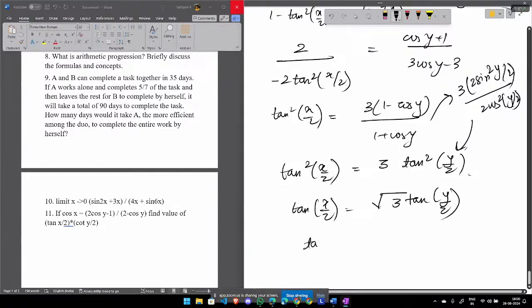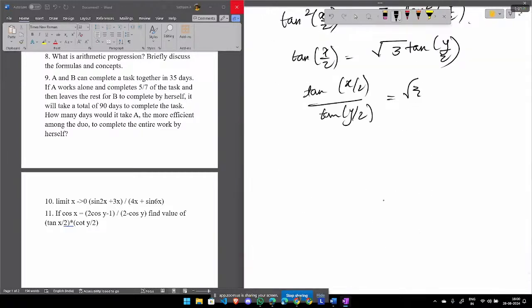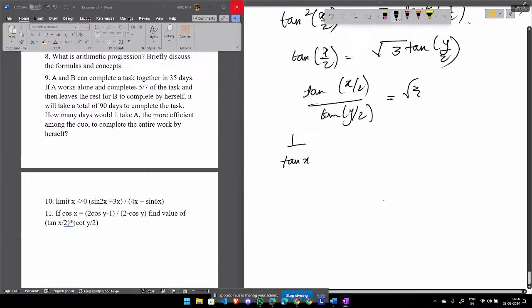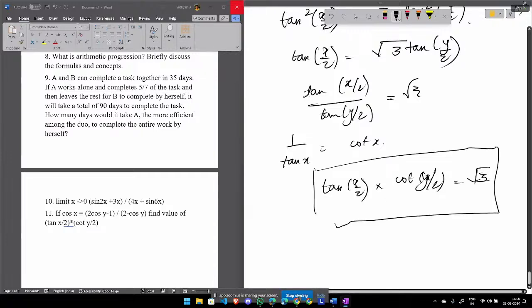Clear? Then tan of x by 2 upon tan of y by 2 is equal to root 3. We all know that 1 upon tan is cot. Therefore tan of x by 2 into cot of y by 2 in this case will be equal to root 3. So from here our value has come. Clear for everyone? Okay, very good.